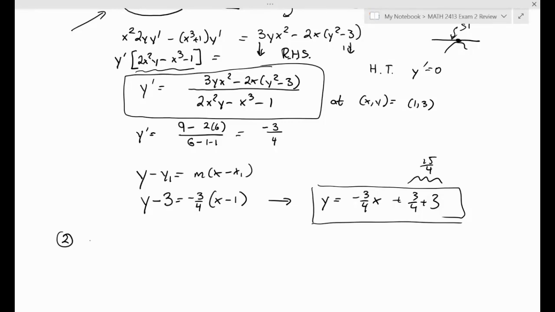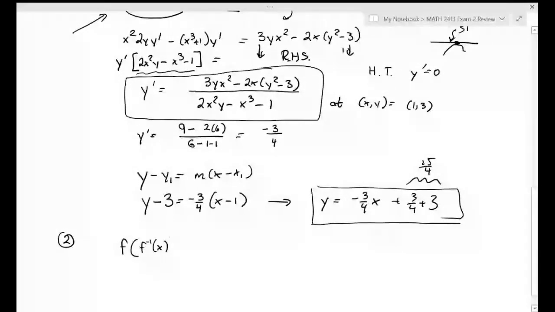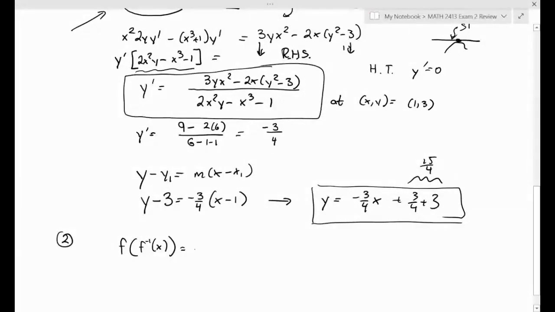Okay. Did you guys like those problems where you had f composed with its inverse, and you derived it? What is this supposed to equal? When you compose a function with its inverse, what do you always get back? The original argument. You get the identity function.